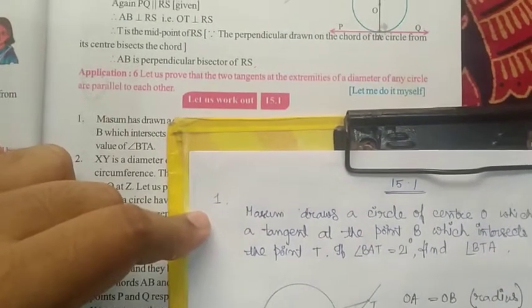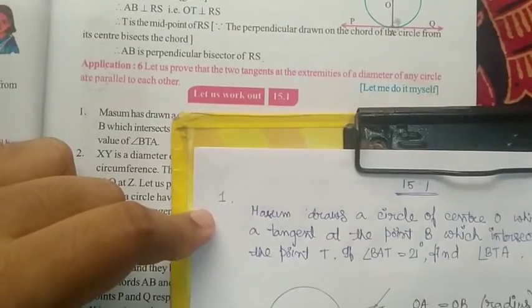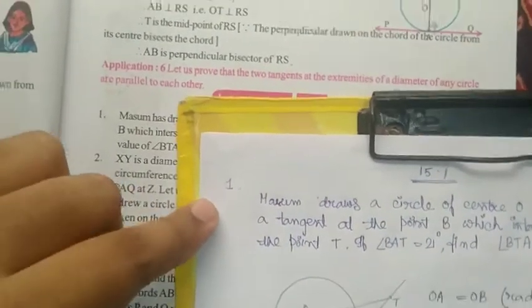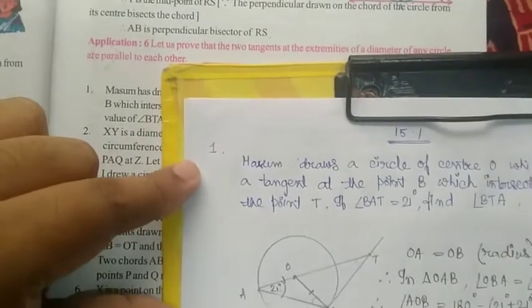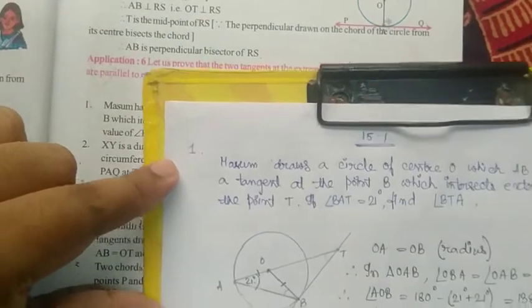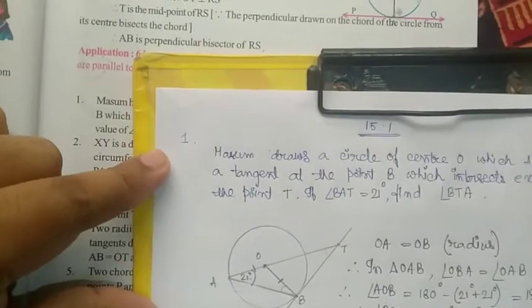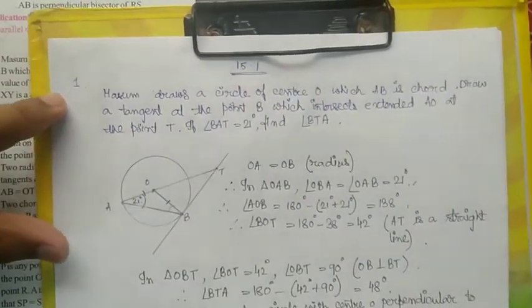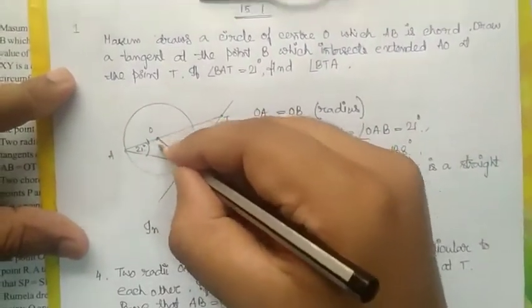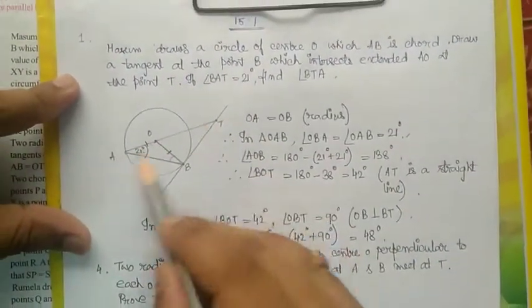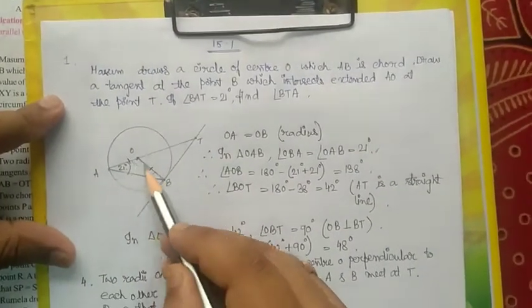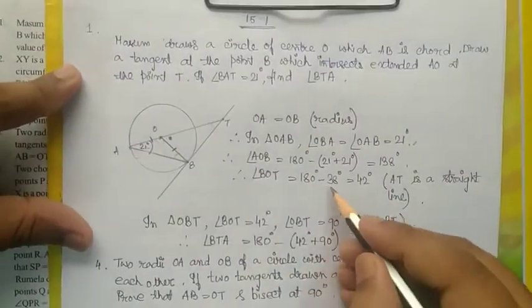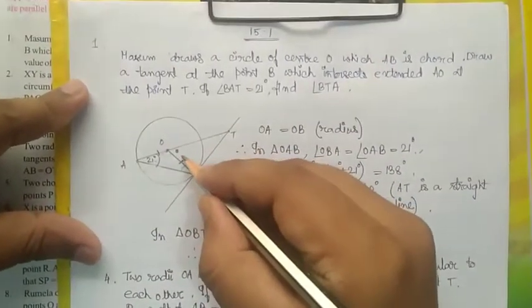So therefore in this triangle the remaining angle AOB equal to 180 degree minus sum of these two angles. So 180 degree minus 21 degree plus 21 degree equal to 180 degree minus 42 degree equal to 138 degree. So this angle is 138 degree. Now AT is a straight line, so therefore this total angle is 180 degree. So therefore this angle is 180 degree minus 138 degree, so equal to 42 degree.